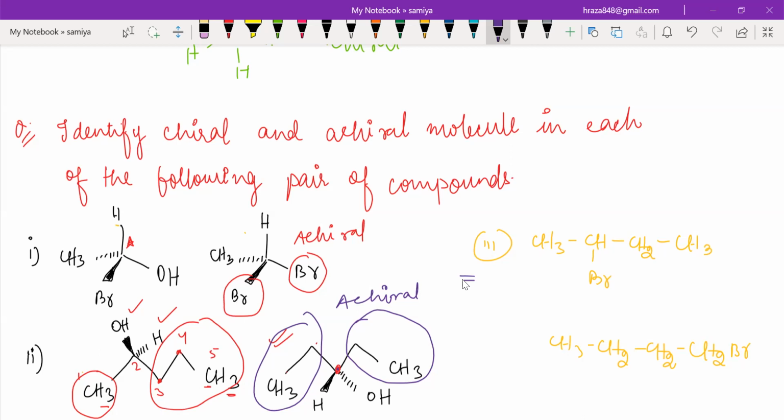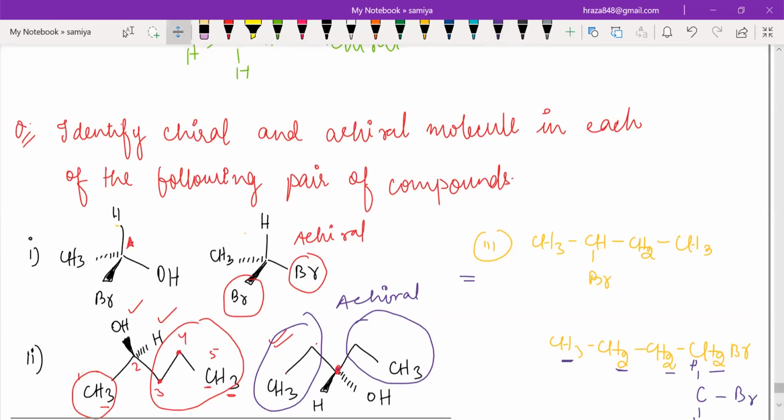Sir, they're both achiral. Wrong, not both. If you look, this has three hydrogen, two hydrogen, two hydrogen, two hydrogen. How can it be? If you look at this carbon, Br, hydrogen, hydrogen. Wait a minute. Can I change the slide? Yes, sir.